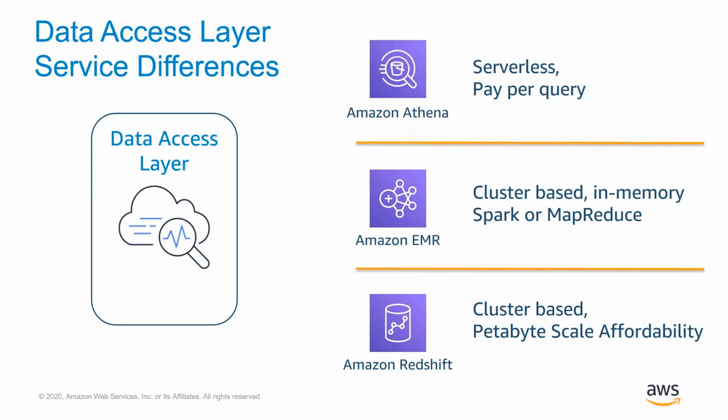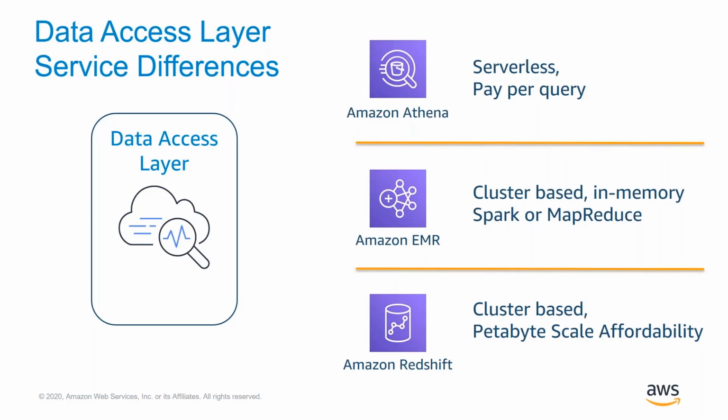In the event that your access pattern calls for more in-memory Spark queries or anything to that effect, Amazon EMR has direct integration with the Glue data catalog. It is cluster-based, but it gives you the ability to use in-memory Spark or MapReduce for those types of distributed computing requirements. And if you have a phenomenal amount of data that needs to be reported on in a more traditional columnar data warehouse format, where you are at petabyte scale, Redshift is really the most cost-effective and performant option for that.